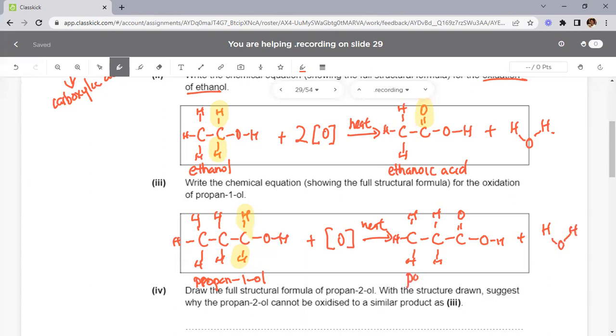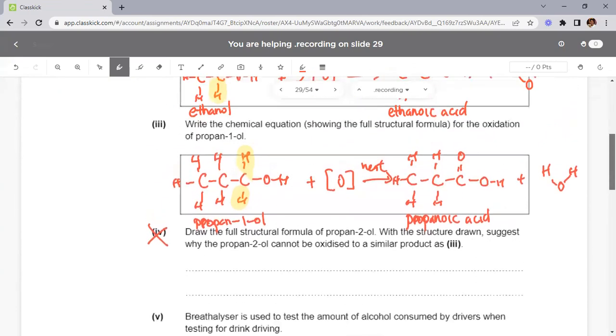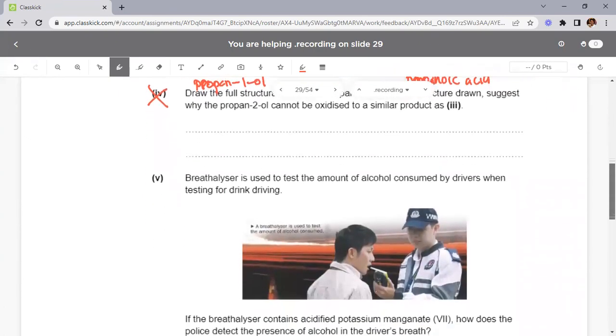This is actually my propanoic acid. Okay, I'm going to skip this question because you don't really need to know. So this is the oxidation of propanoic acid to form my propanoic acid. Part 5 is actually the application.